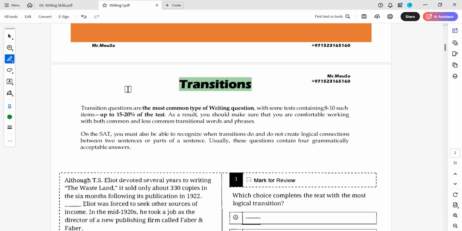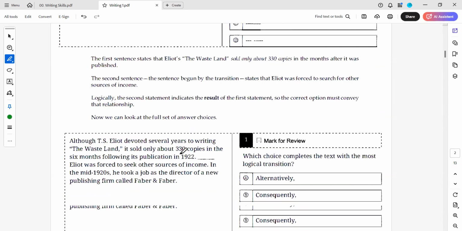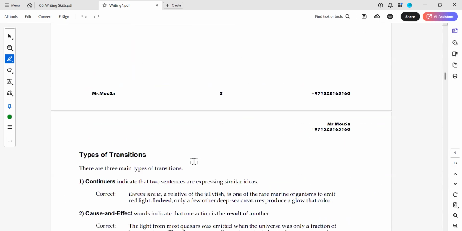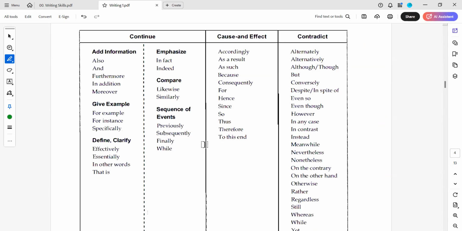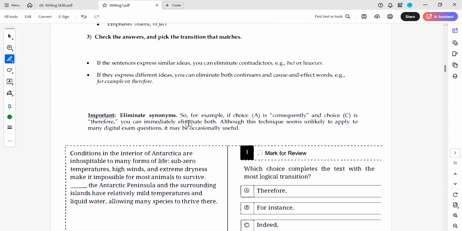How to indicate such relationship? By using one of those transitions, by using one of those cohesive devices. Just to know, you already know all of those transitions. Something like however, therefore, similarly, in fact, indeed, in addition, furthermore. We already know all of them, okay? But the difference today will be discussing them and classifying them according to their functions, okay?